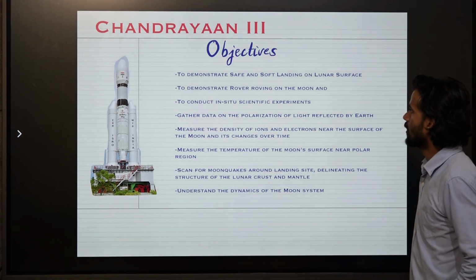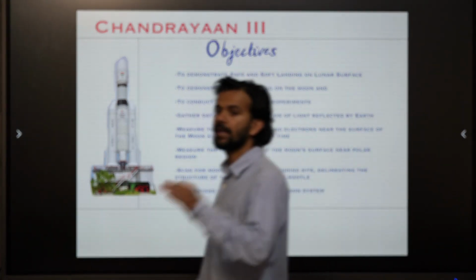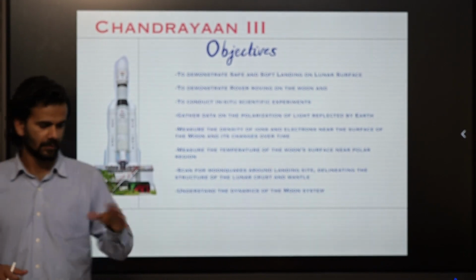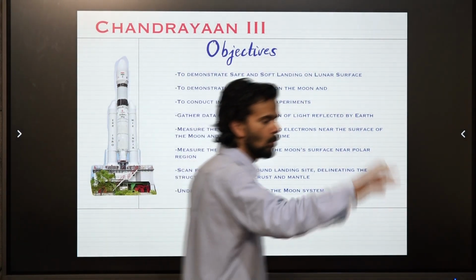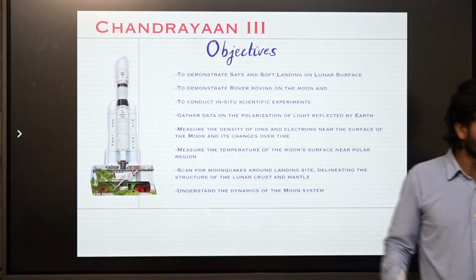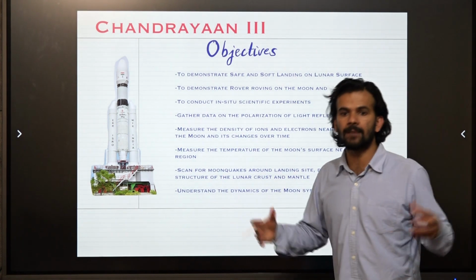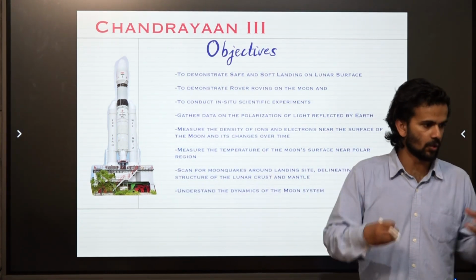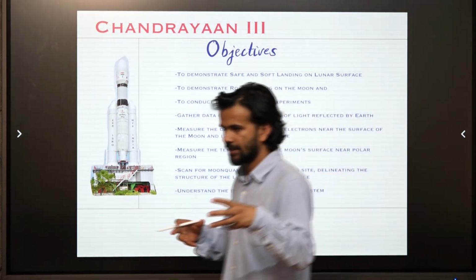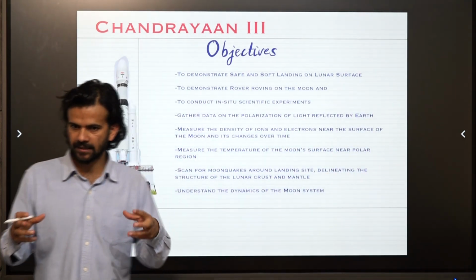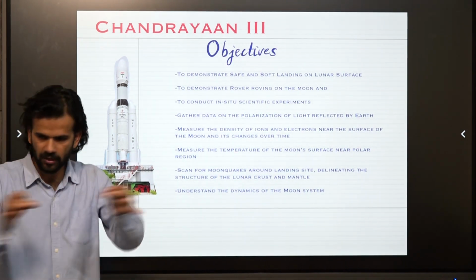To demonstrate a rover roving on the moon. So if we can make a rover, the rover that you have seen with the wheels, right? If we can make something move on the land of the moon, that's also an amazing thing, right? To conduct in situ scientific experiments. There are many experimental setups that the lander is carrying. So it can do a lot of experiments, right?